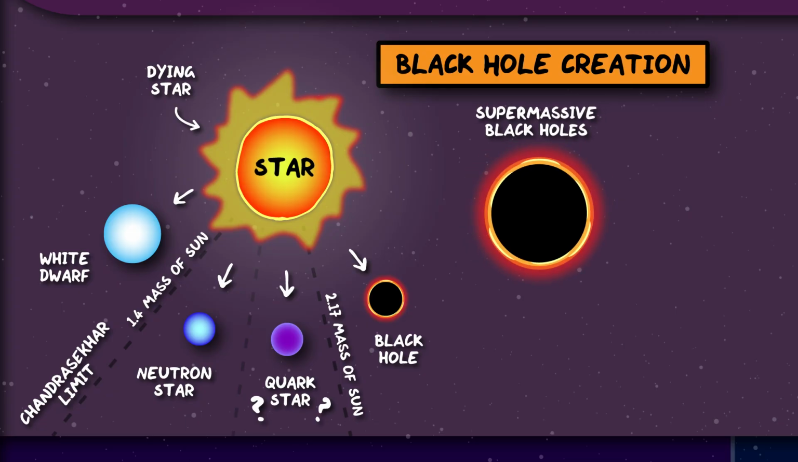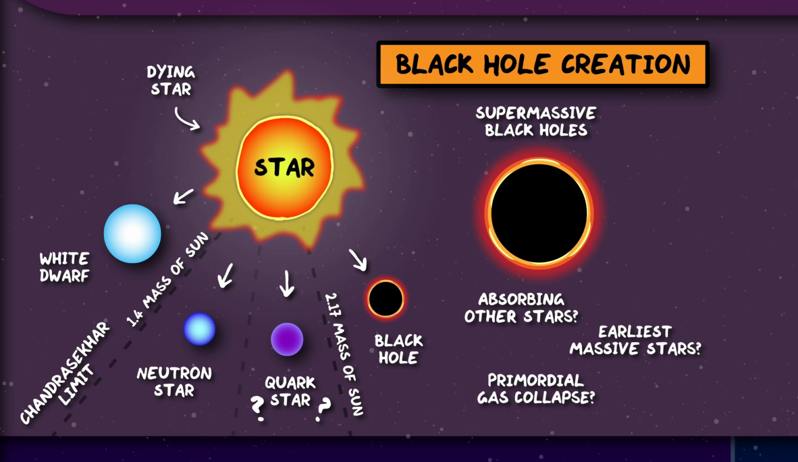There are giant black holes out there called supermassive black holes with masses of millions of times to tens of billions of times the mass of the Sun. How they got so big is still an open question. Did they grow bigger over time, absorbing other matter in black holes? Did they form from the universe's earliest massive stars? Or perhaps they formed directly after the Big Bang from the primordial gas collapsing in on itself? We don't yet know, and this is still active research.